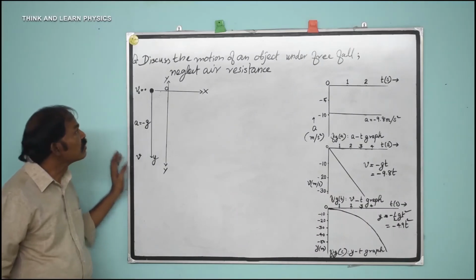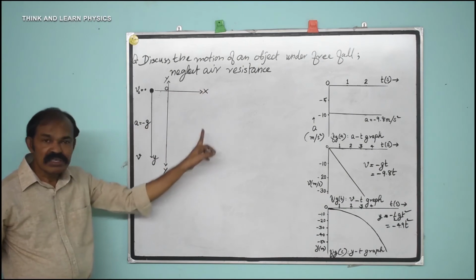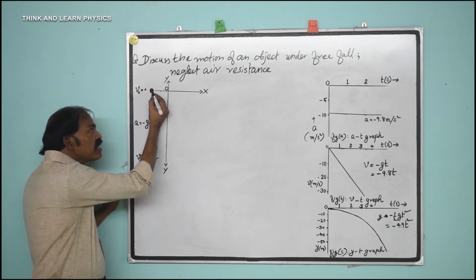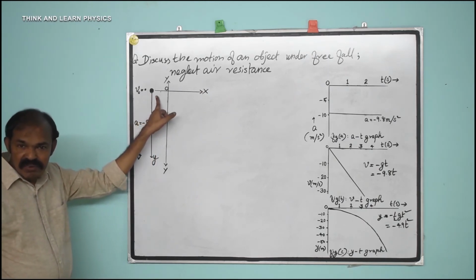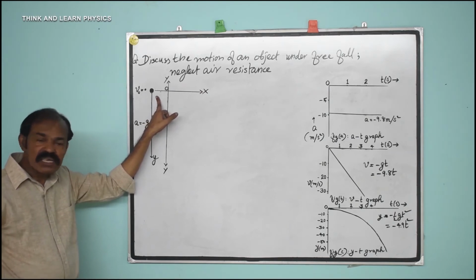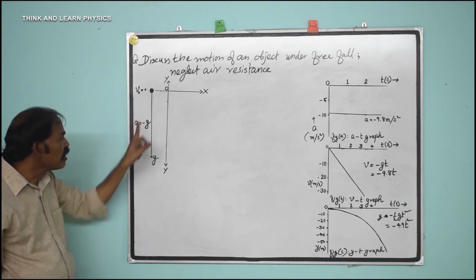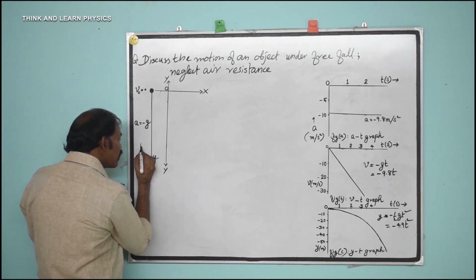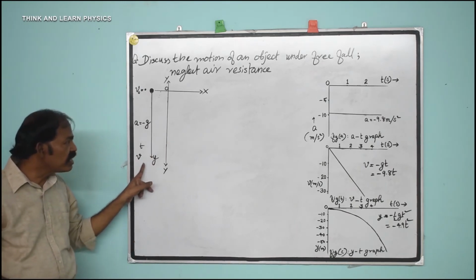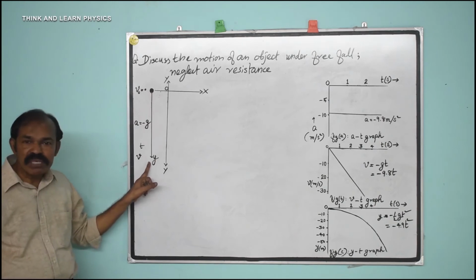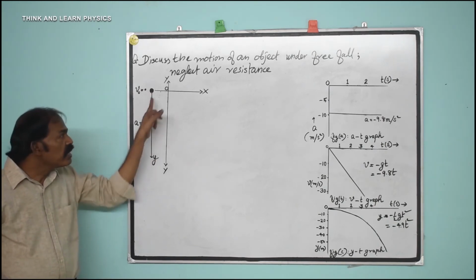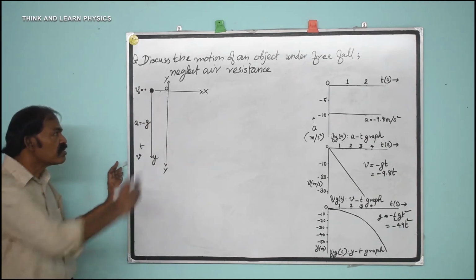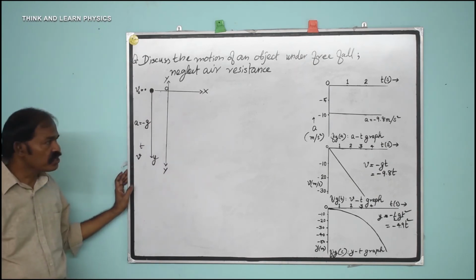Now we are going to discuss the motion of an object under free fall, neglecting air resistance. Here we consider that an object is released from a certain point. At the time when the object is released, its velocity is v0 equals 0, and after some time, say after t seconds, it acquires a velocity v, and the position coordinate will be y. The point from which the object is released is taken to be the origin of coordinates. So it moves in the downward direction of the y axis.